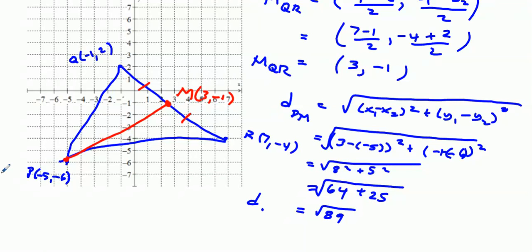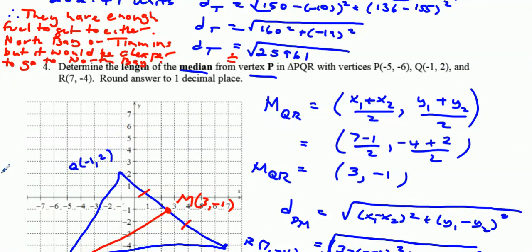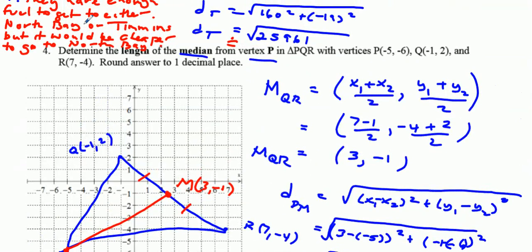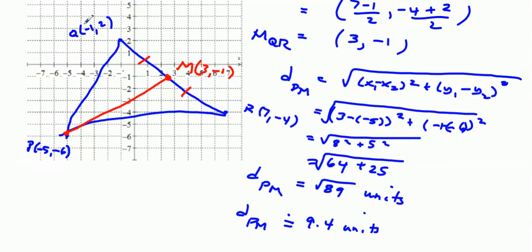And so the distance from PM. If it asks for the exact distance, I could just leave it like that and just say units. So it's asking for the length. Oh, round answer to 1 decimal place. So I've got permission to give an approximate answer here. So the distance of PM is approximately equal to 9.4 units. Okay. Did I answer the question? Determine the length of the median from vertex P. Okay, done.